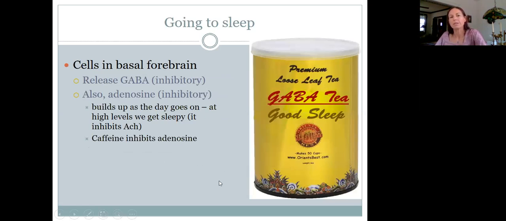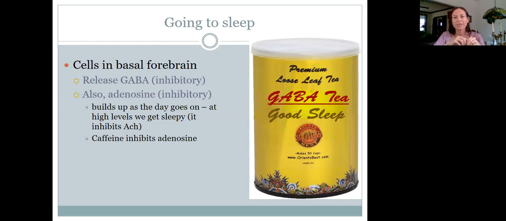So in order to go to sleep, the cells in the basal forebrain are going to release GABA, and that is an inhibitory neurotransmitter, and so that's going to kind of put the rest of the cortex to sleep. And then they also put out a neurotransmitter called adenosine. And adenosine is also an inhibitory neurotransmitter, and it tends to build up as the day goes on. And at very high levels of adenosine, we start to get sleepy. So at the end of the day, we've got enough adenosine and we start to get sleepy. Well, interestingly enough, what's interesting about adenosine is that caffeine tends to inhibit it.